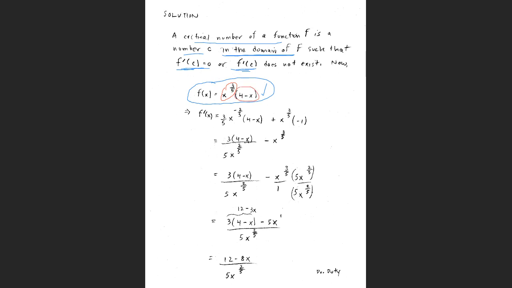Okay, and so I do that. The derivative of x to the 3/5 is, by the power rule, 3/5 times x to the negative 2/5 power. And then I leave the 4 minus x alone. And then plus, I leave x to the 3/5 alone. And then I take the derivative of 4 minus x, which is negative 1. So it's no problem taking the derivative.